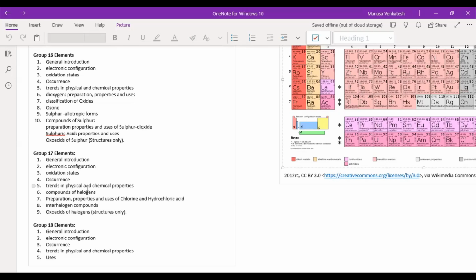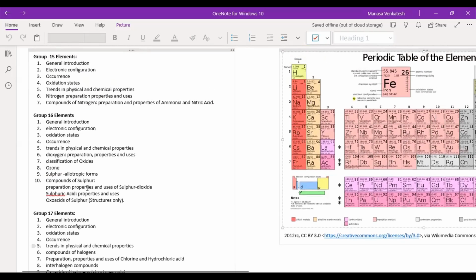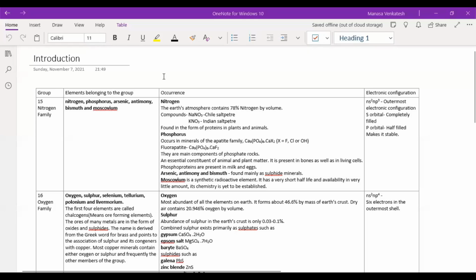And you'll also have to learn about various compounds of each of these elements in the group. So we'll be learning about them as well. One important thing for 2021, 2022, we do not have the phosphorus compounds included. So it has been removed from the syllabus. So let's start with the general introduction.